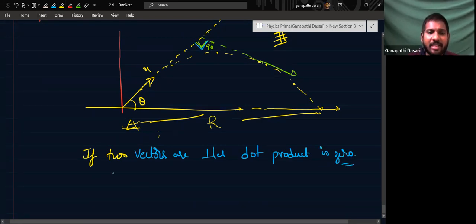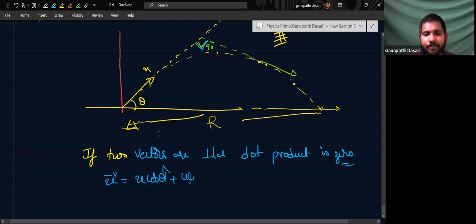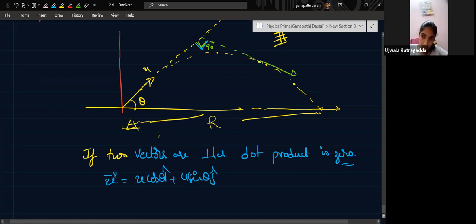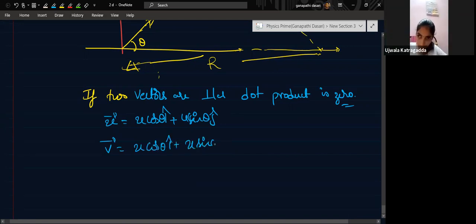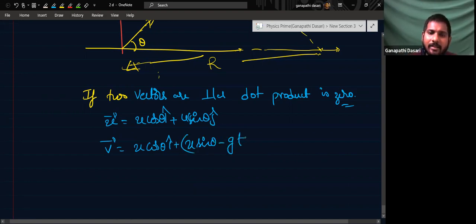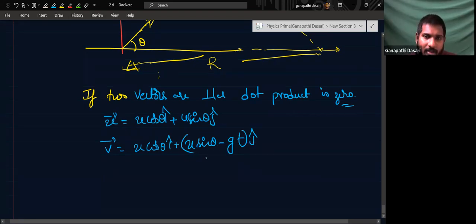So two vectors. First, the initial vector u is equal to u cos theta into i cap plus u sin theta into j cap. What is the v vector at some point? U cos theta will remain the same, into i cap, plus u sin theta minus g t into j cap. Velocity I have to write. Now both of their dot product should be equal to 0. That means u dot v is equal to 0. This is an important condition here.